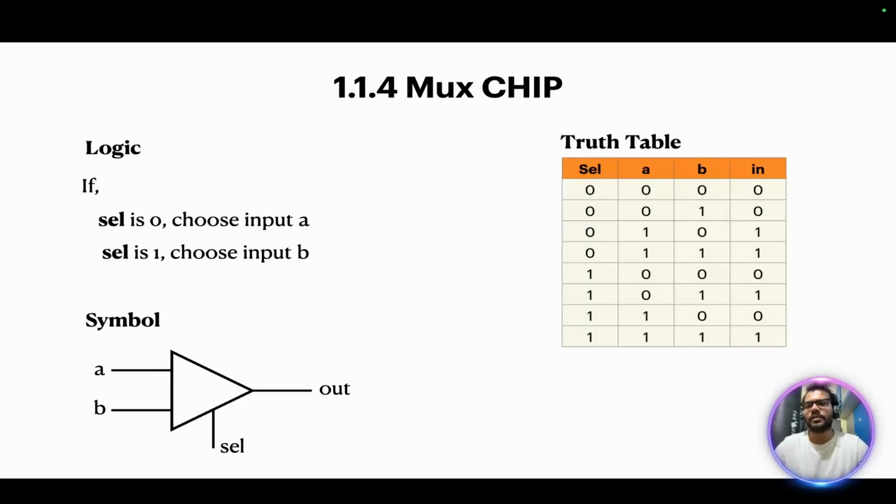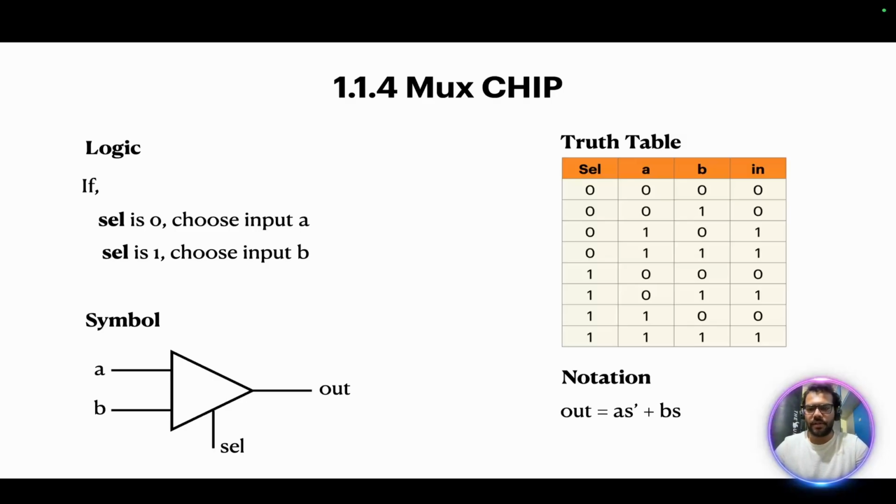This is the truth table. It looks a little bit scary, but it's not. Look at the selector is 0. Whenever the selector is 0, whatever input A is, it will simply give as the output. I think I made a little mistake in the truth table. The last column is in, it should be out. So first 4 rows where the selector is 0, whatever A is, it will simply come out as output. In the next 4 rows where selector is 1, whatever B is, it will simply come as output.